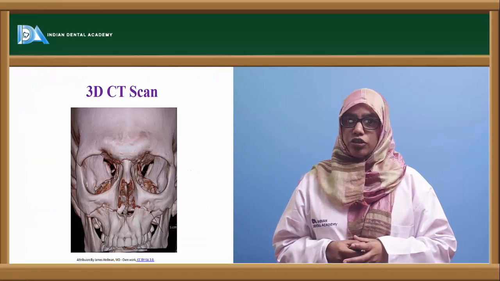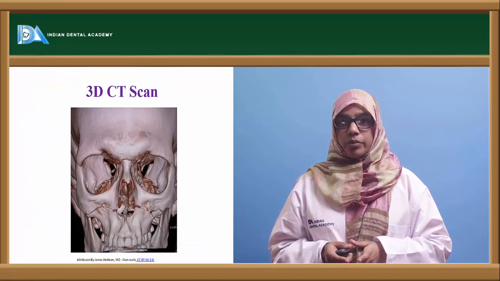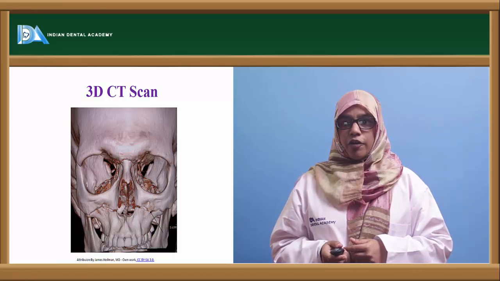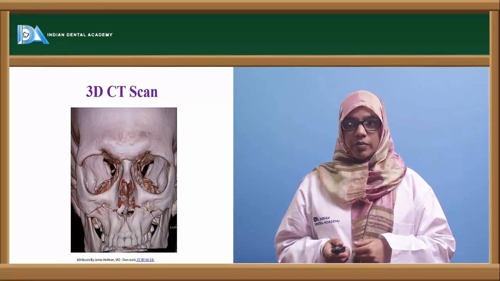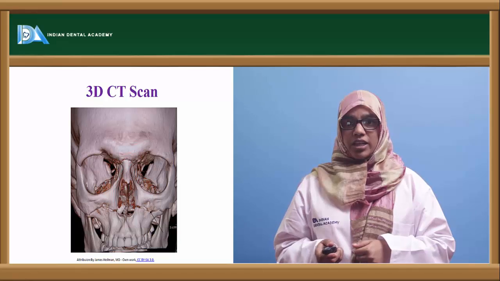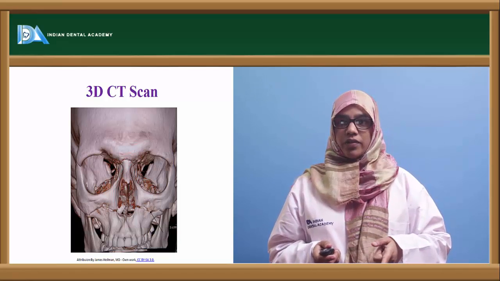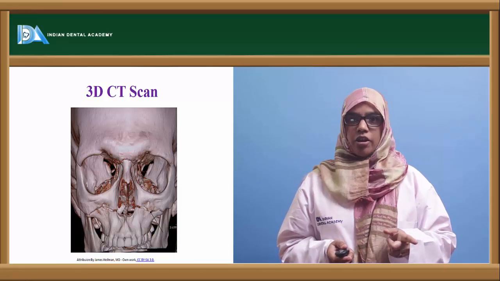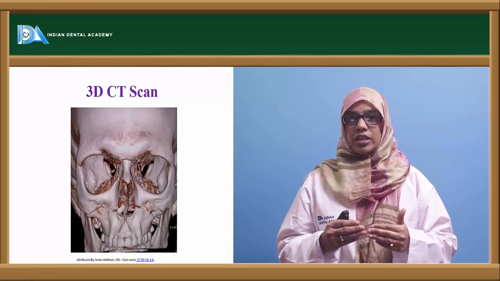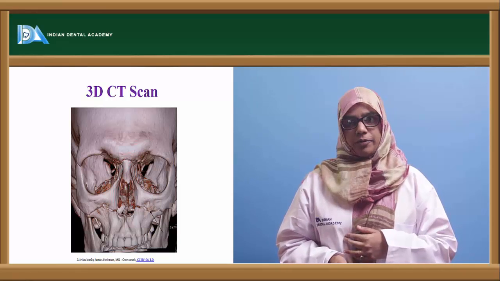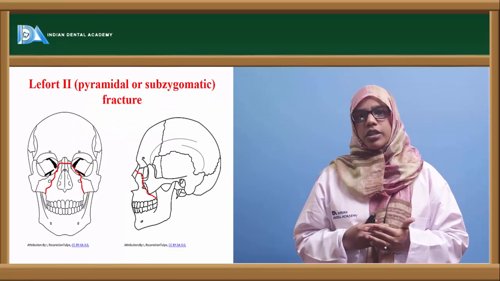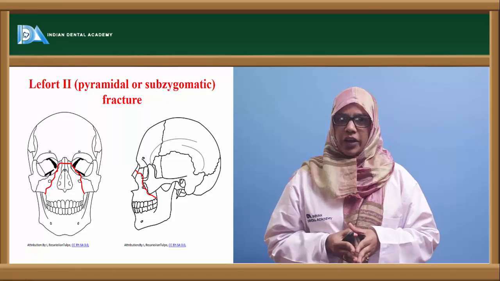This slide shows a 3D CT scan where you could appreciate the fracture line passing from the lateral part of the anterior nasal spine below the infraorbital foramen on the anterior wall of the maxilla. It dips down below the zygomatic bone and then fractures the pterygoid plate at the junction of upper 2/3 and lower 1/3. Let's move on to the clinical features of Le Fort 2 fractures.